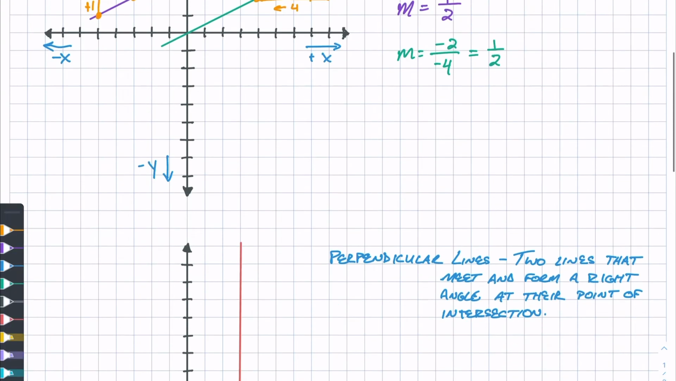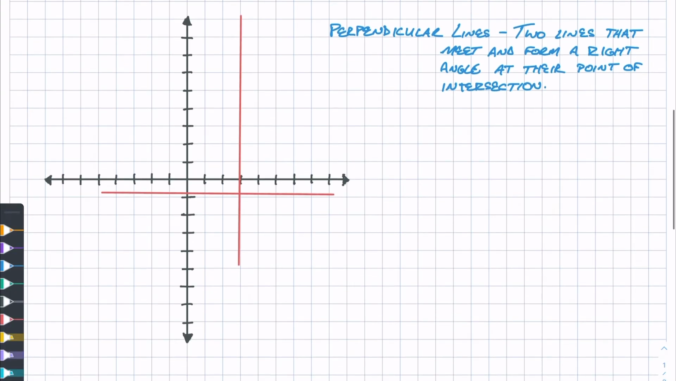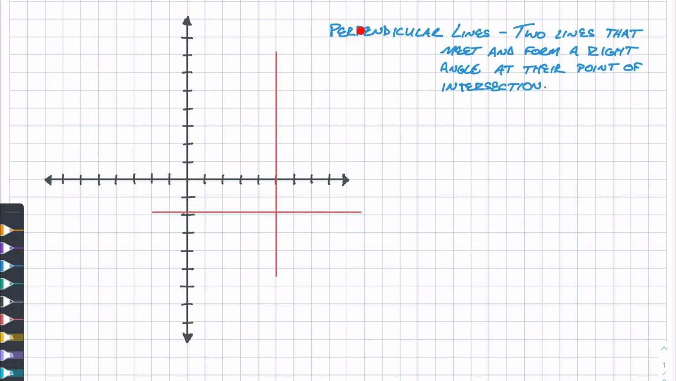So let's take a look at perpendicular lines. Here we've got the definition of perpendicular lines: two lines that meet and form a right angle at their point of intersection. We can see here I've got a nice vertical line and a nice horizontal line. You can clearly see that this is making a right angle. And just as a side note, sometimes when we're talking about perpendicular lines, we use a symbol like this, and that just indicates that we've got a right angle right here.